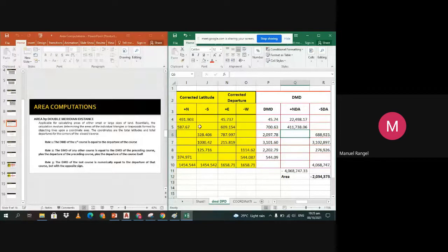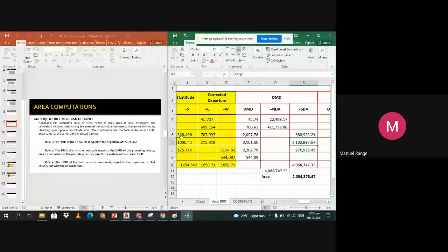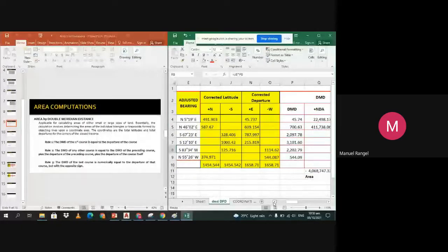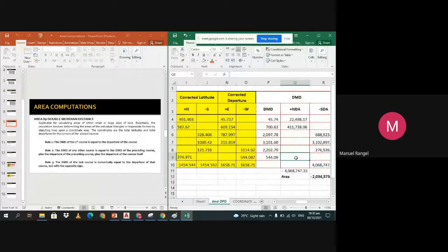Okay. Then next, SDA, since it is in the south. Summation of the double area, the summation of the north double area, times the south, so negative na siya. So that is the DMD multiplied by the corrected latitude. So, same. That is 3,161.6 times 1,000.42. And same with the last line. Earlier the part is 344. So the north also is equal to the DMD times the corrected latitude, double area.